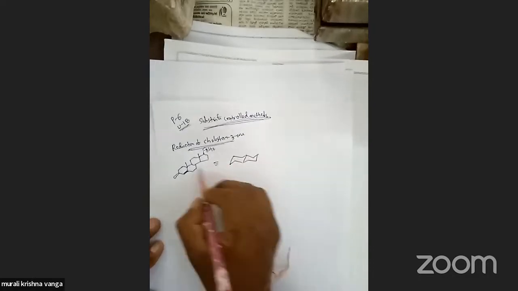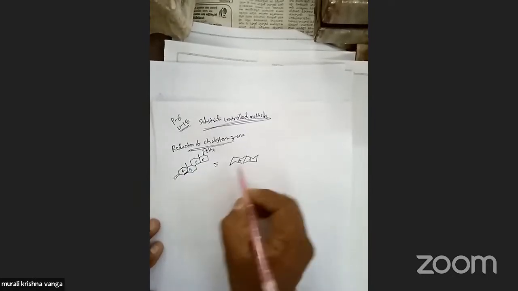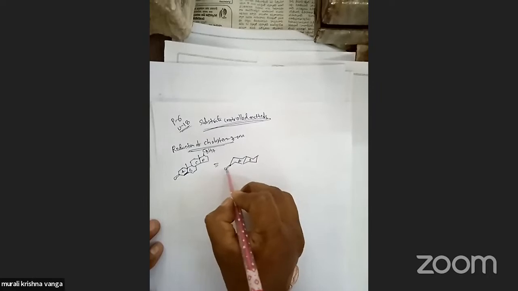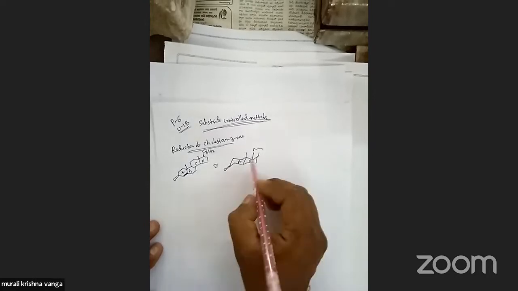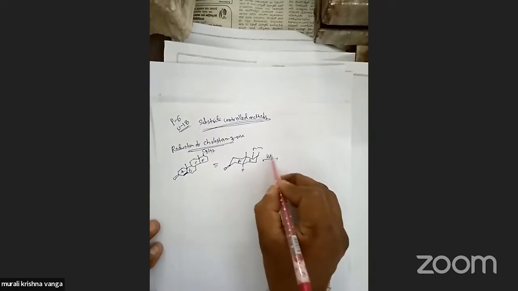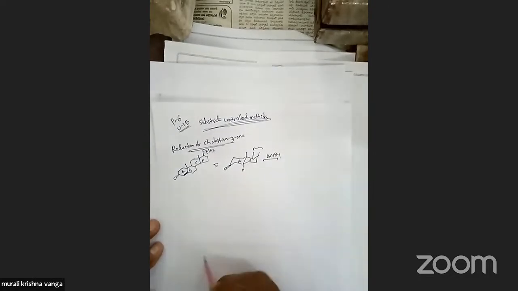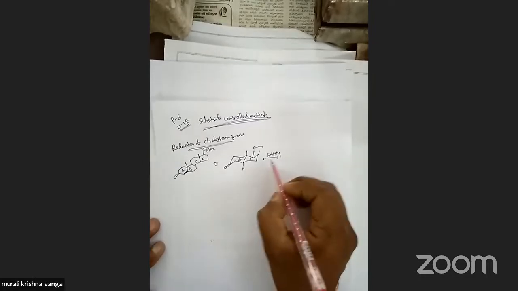So here I'm writing the A and B rings. This is the A ring, this is the B ring. I'm writing here the double bond, the methyl, and the continuation chain is there. This indicates the continuation chain. Okay, one is hydrogen. When this compound reacts with lithium aluminum hydride, it undergoes reduction.